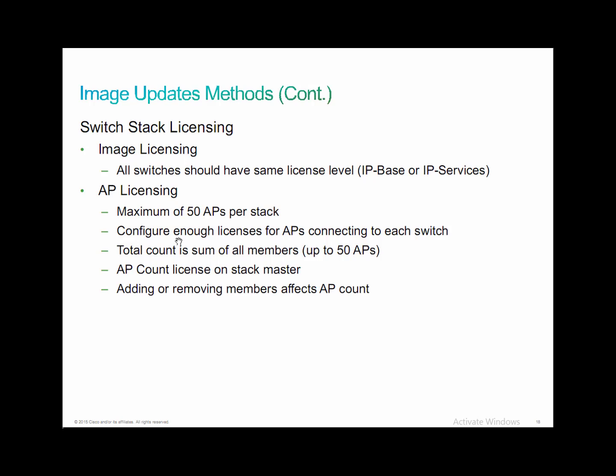It's interesting. It seems kind of contradictory, right? You're saying there's a maximum of 50 APs per stack, but the AP count license is managed on the stack master, and the total count is the sum of all the members. What they're saying is that one switch can have a count of 5, one switch a count of 8, another a count of 2, but the maximum per stack is 50. Okay?